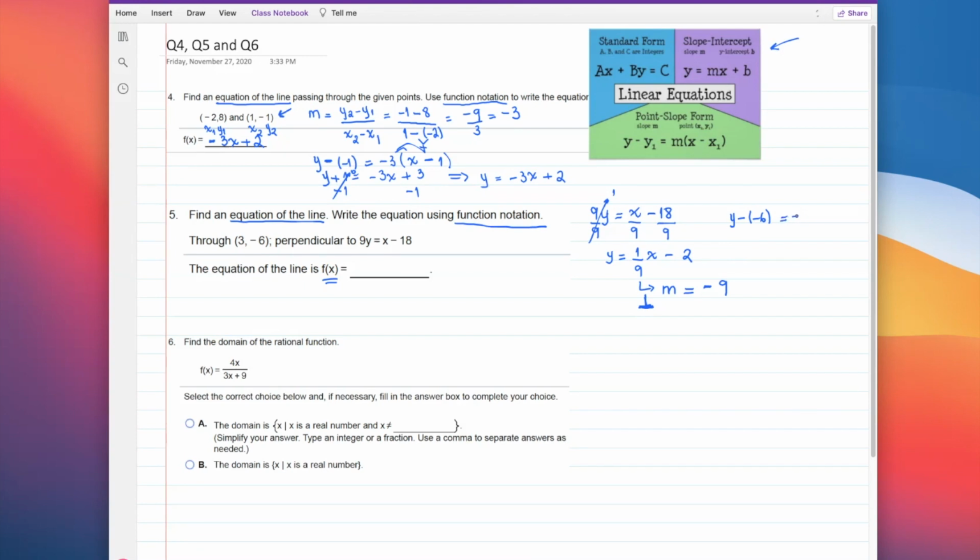The slope is -9, and the x is 3. Now I rewrite the equation from point-slope form to slope-intercept. Here becomes a 6, positive. Here I use the distributive property.